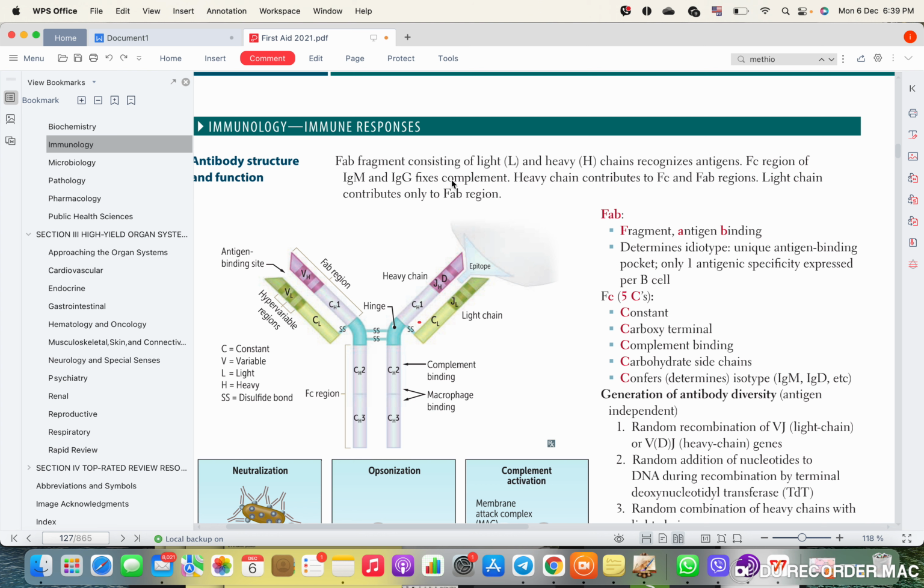So the Fab region has a light chain and a heavy chain. You are like, light what? Light chain and heavy chain. See this one that is not attaching to anything? Yes, this is a light chain. And can you see this one that is really long? This is a heavy chain. So we have a light chain and we have a heavy chain, yeah?